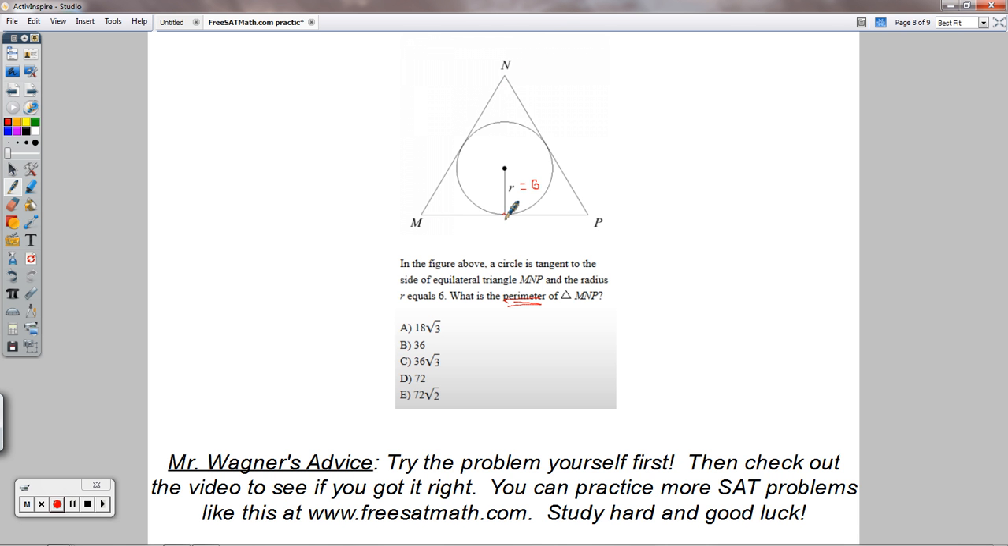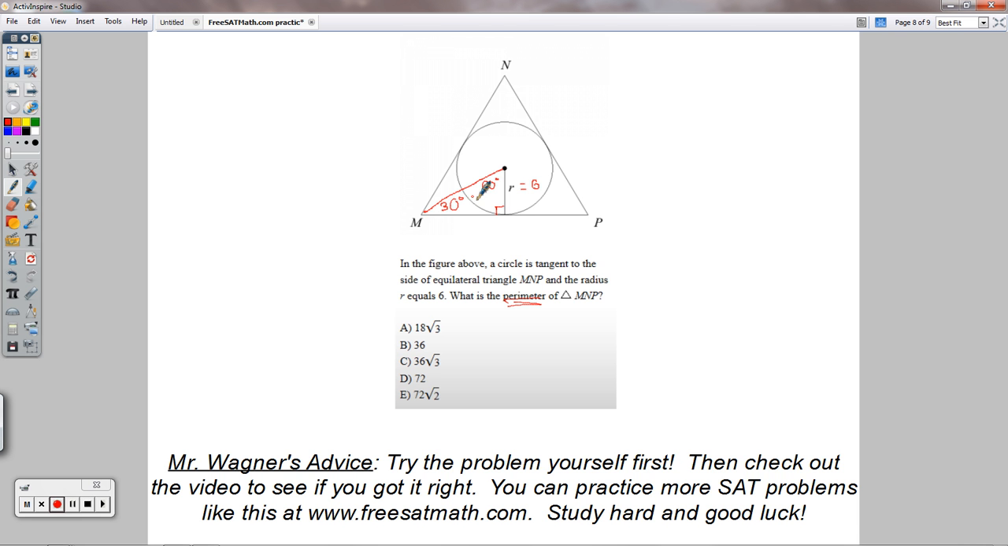Well, I know if this is 6, and I know if this is 60 degrees, and I take the center of the circle and connect it to one of the endpoints of the triangle, I'd be cutting 60 degrees in half. That would mean this would be a 30-60-90 triangle. Since this is a tangent point right there, that's got to be 90 degrees.